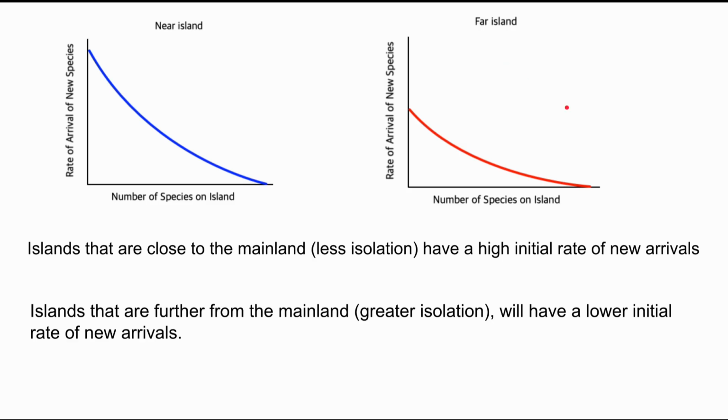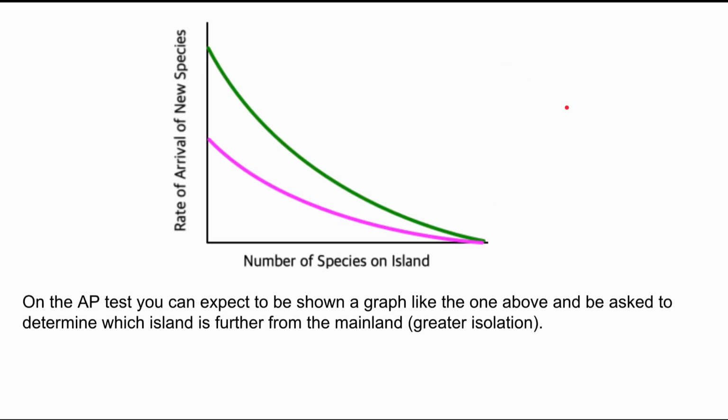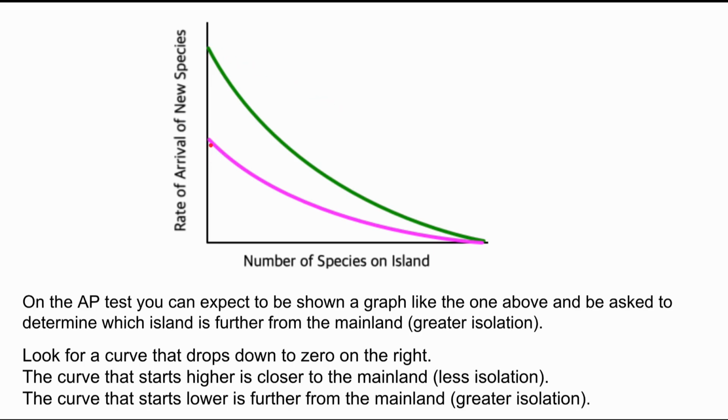It's more isolated. So if you're presented often on the AP test with a pair of graphs like this, you might be asked to comment on these islands in terms of, say, their isolation or their size. Well, in this case, I only have information about isolation. We'll see in a minute how I get information about size, but I can look here and say, I know that this one has a higher initial rate of arrival, so it must be closer to the mainland than this one. So this one is close to the mainland because I have a high rate of arrival, and this one is further from the mainland because I have a lower rate of arrival.